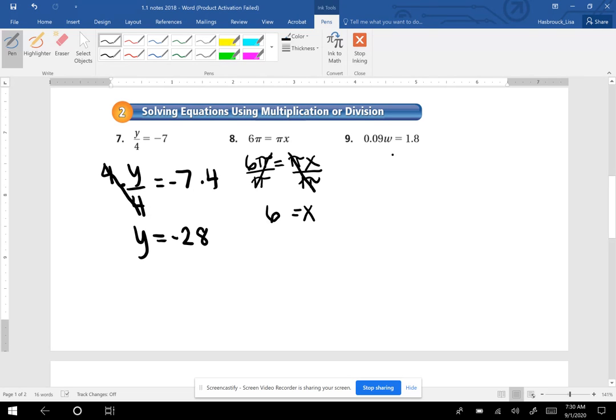Now for number 9, I don't like these decimals. I would want to get rid of them first. So to get rid of the 0.09, I have to move it over twice. So I'm moving the decimal over twice, and it gives me 9w. Well, if I move it over twice on the left, I have to move it over twice on the right. So that becomes 180. Now this is a little easier to figure out. I can divide both sides by 9. 18 divided by 9 is 2, so 180 divided by 9 is 20.